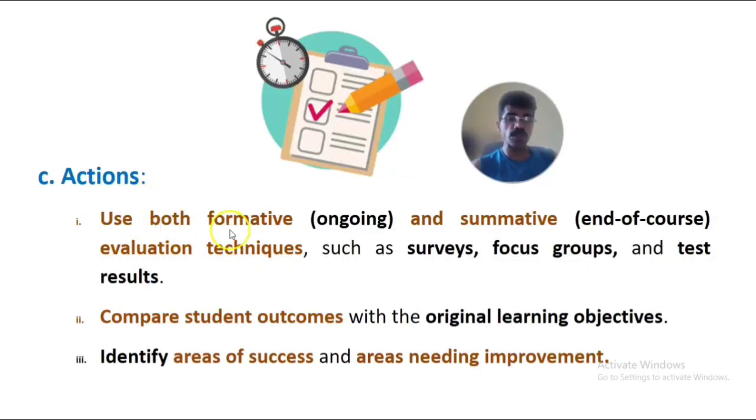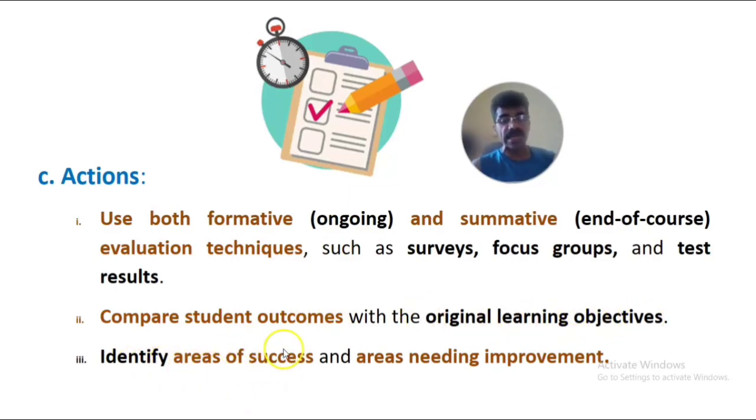So the first sub-step is to use both formative, that is ongoing, and summative, that is end of the course, final evaluation techniques such as surveys by asking questions to the students, focus group discussion, that is discussion with a particular batch or particular semester, and the test results of unit tests, sessional exams, model exams, etc. Then compare the students' outcomes with the original learning objectives. We already set the learning objectives. In that we mentioned what would be the outcome of the students. That has to be compared with the students' current outcomes.